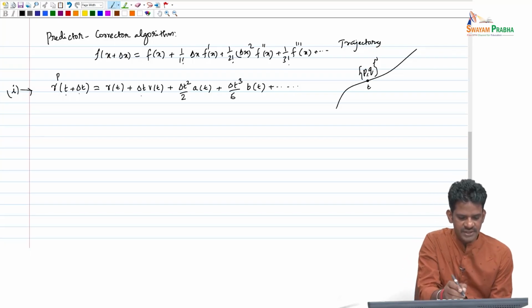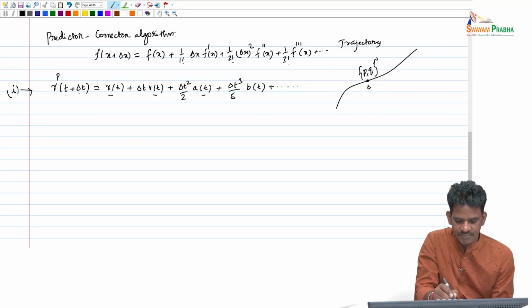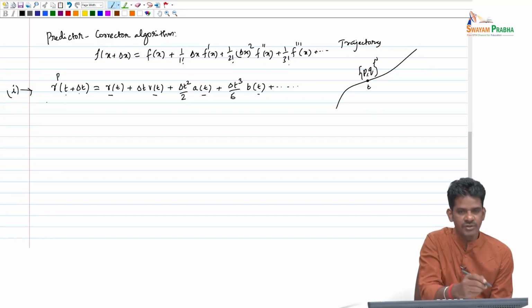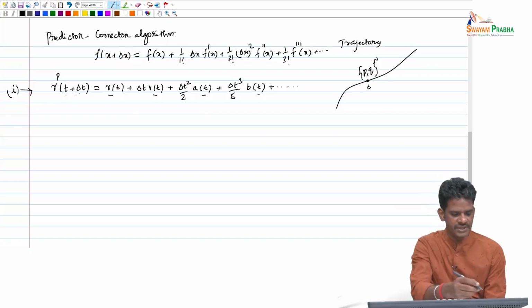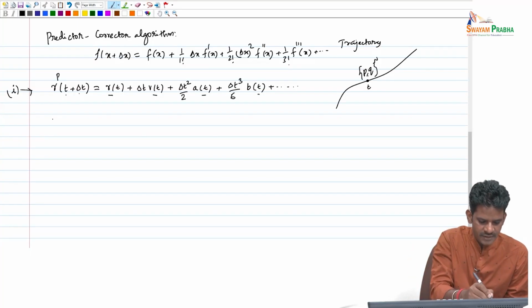So you can see that now we are using all the variables' information at time t to guess or to predict the position at t plus delta t. And similarly we can also write for the velocities. Again the p here means the predicted velocities.